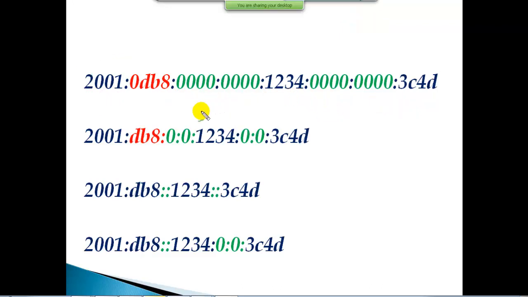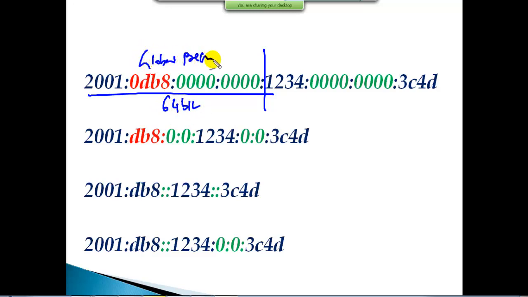So the next thing is IP version 6. Again, there are two different portions just like we have in IP version 4. The first 64 bits we call the global prefix value, and the remaining 64 bits we call the interface ID. Now the global prefix value is more similar to your network portion, and the interface ID is more similar to your host portion.